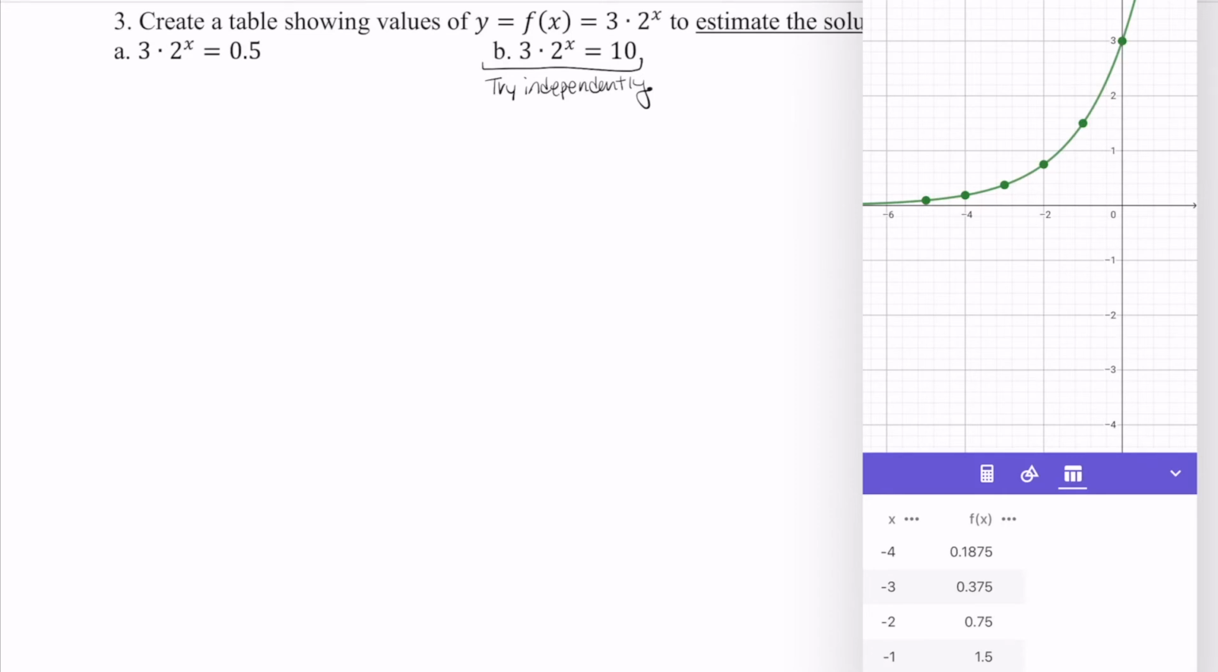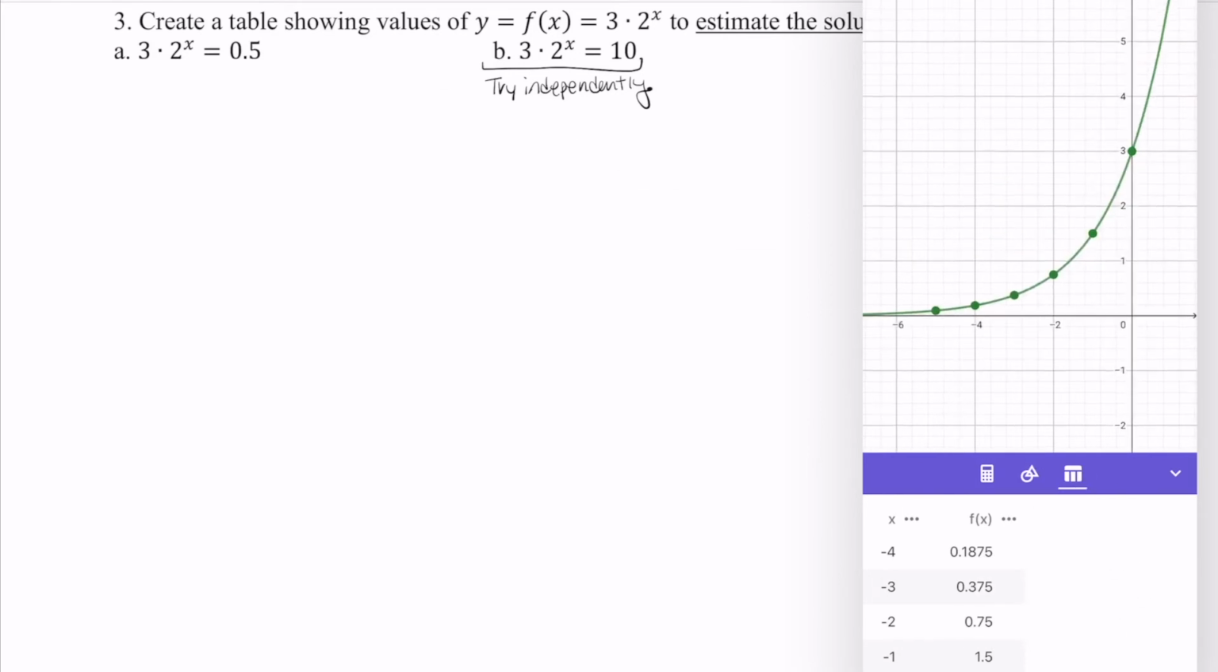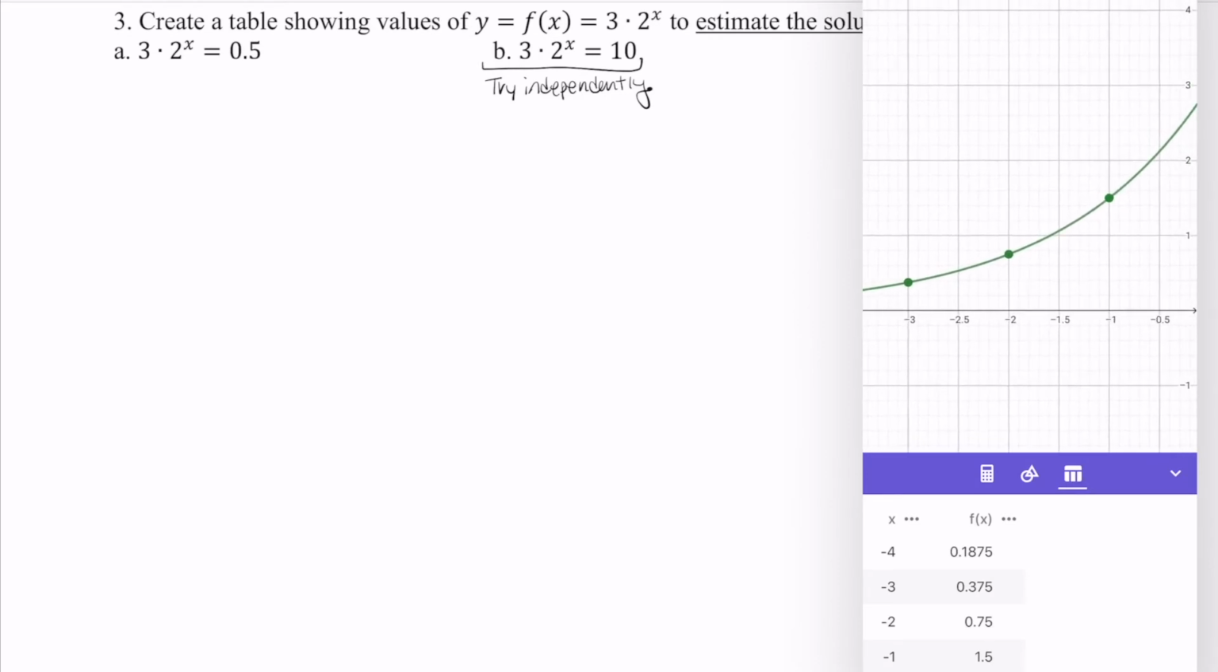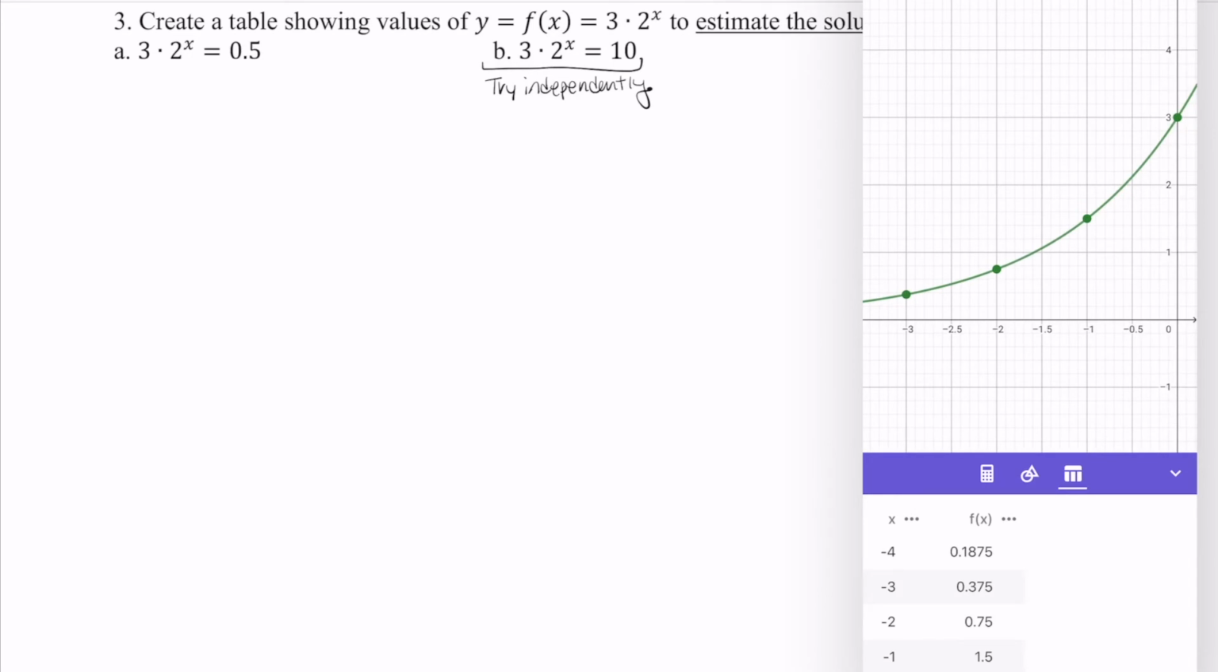So somewhere between -3 over here and -2, 1/2 will be our y output. Visually this makes sense, but I'm trying to avoid using the graph since this question specifically asked to use a table. But visually we can see at -3 here, we're a little bit below 1/2, but at -2 we're above 1/2. So let's redo our table. So I'm going to tap this and go remove column to clear my table.